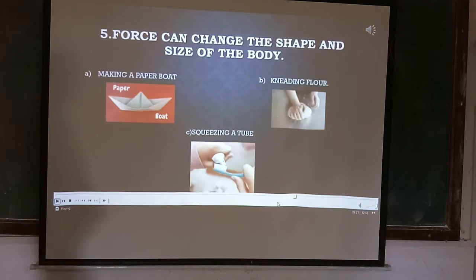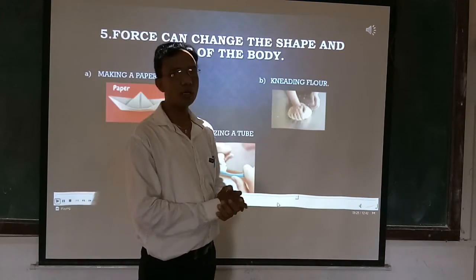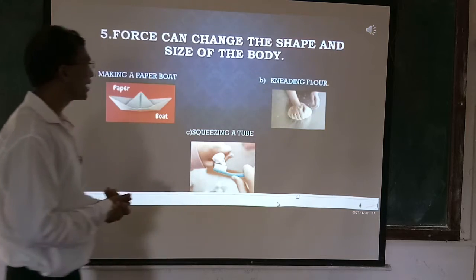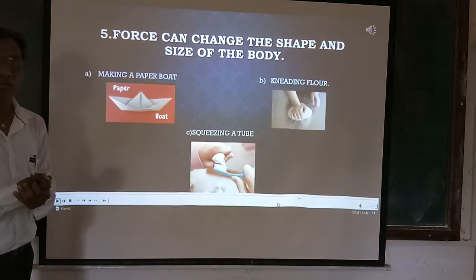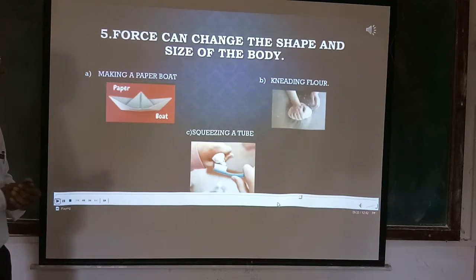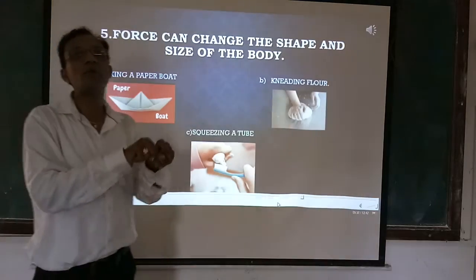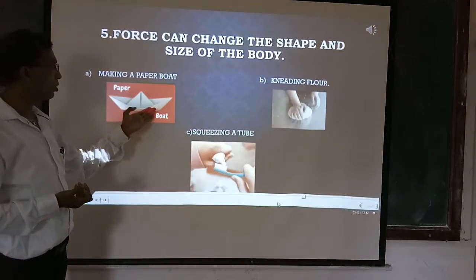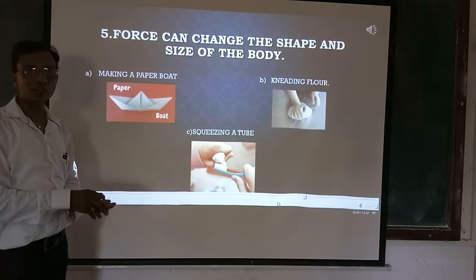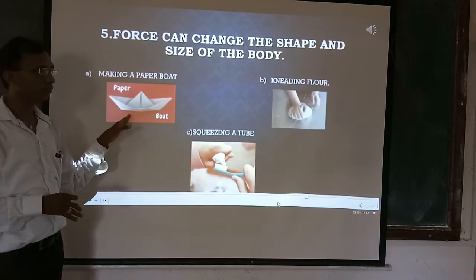Now another example, that is, force can change the shape and size of a body. In childhood, most children make paper boats, mostly in rainy seasons. To make the paper boat, the shape of the paper should be changed. Initially the paper is rectangular, and that shape is changed and converted into the boat shape.